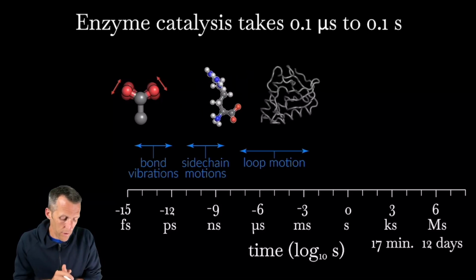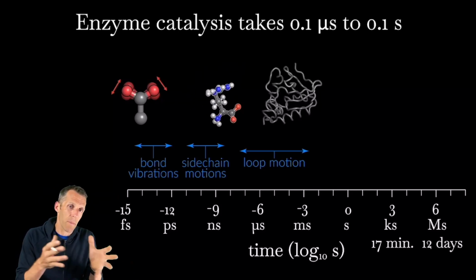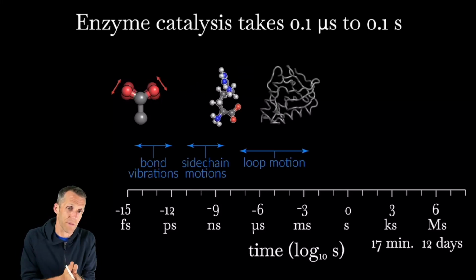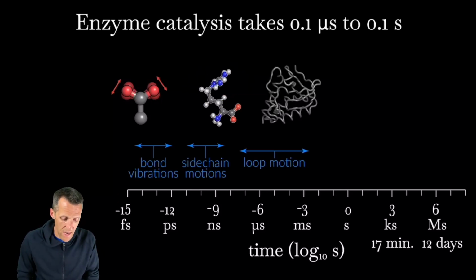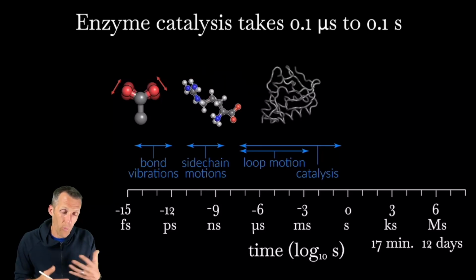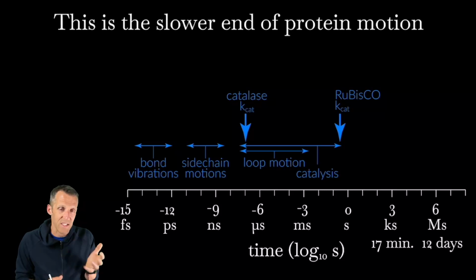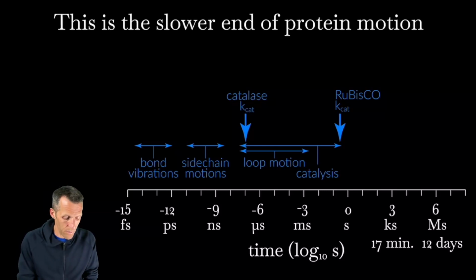Last couple things I want to point out on this is that enzyme catalysis as a specific type of motion. So enzyme activities, we're going to talk about a lot of enzymes over these videos that catalyze particular reactions. They tend to go from 0.1 microseconds to 0.1 seconds, so they're in this regime. And if we bracket this, what we actually see is this is kind of on the slower end of protein motions, right? We've got the fastest motions over here up to the slowest motions.